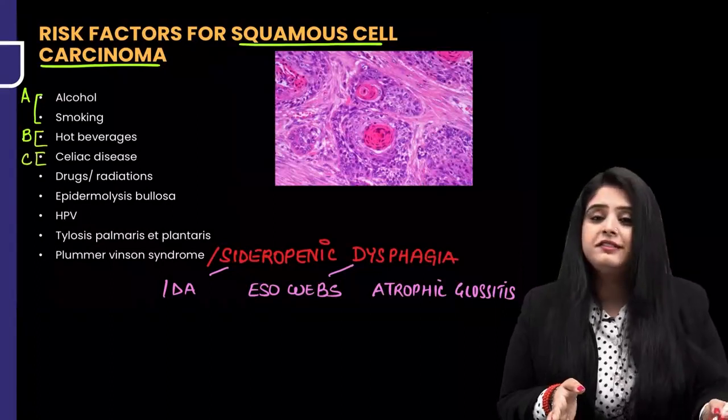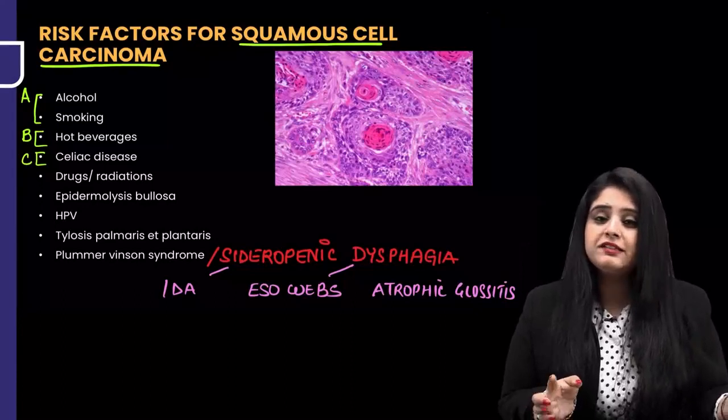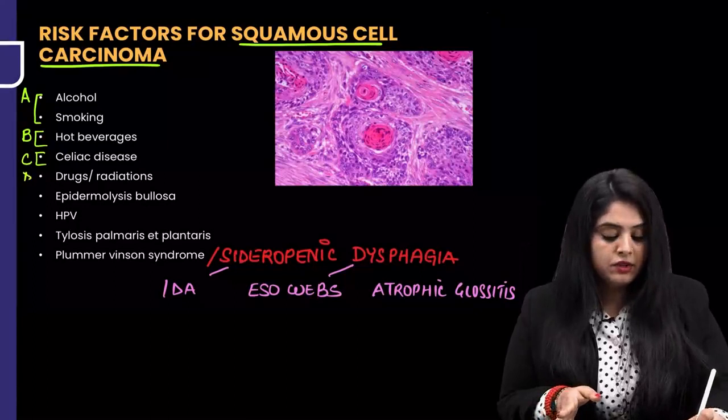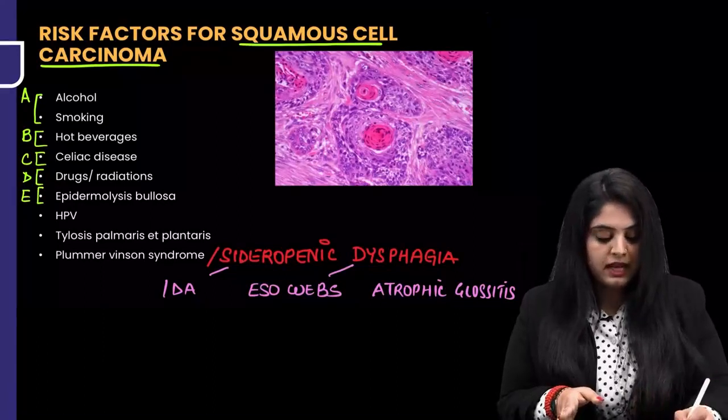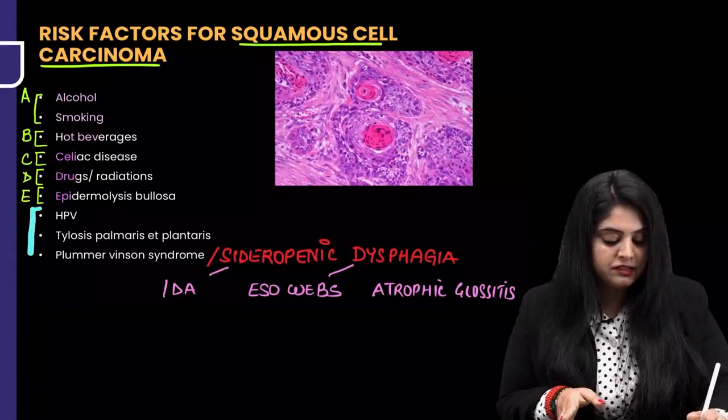C for celiac disease. Celiac disease is ideally a disease of what? It is ideally a disease of the intestine, but it has a risk of squamous cell carcinoma of the esophagus. D is going to be for drugs and any radiation. E for epidermolysis bullosa. So ABCD is done. Repeating: alcohol and smoking, hot beverages, celiac disease, drugs, epidermolysis bullosa, and then we have three miscellaneous things.